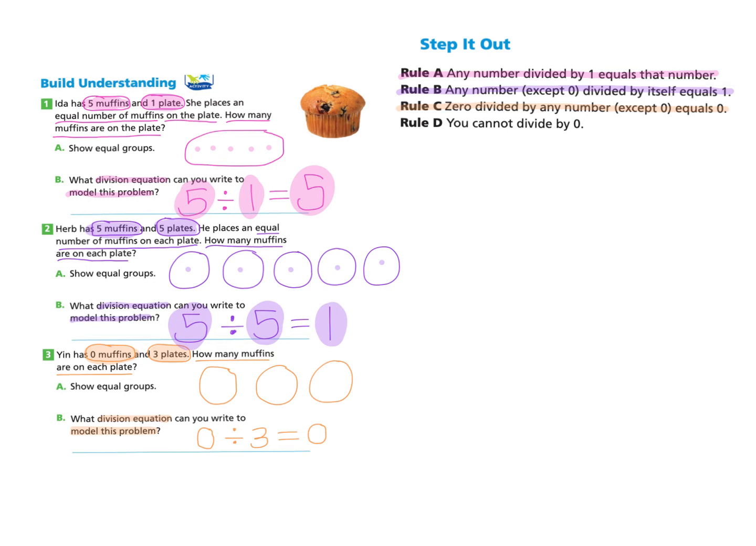So the rule here says that 0 divided by any number, in this case it was 3, except for 0, equals 0. The last rule, rule D, says you cannot divide by 0. We weren't given a word problem, but we can think about that for a second. Let's say that I have 3 muffins, but I don't have any plates. I have 0 plates. If we are asked to put the 3 muffins onto 0 plates, we cannot solve this problem because there aren't any plates. Rule D shows that you cannot divide by 0.